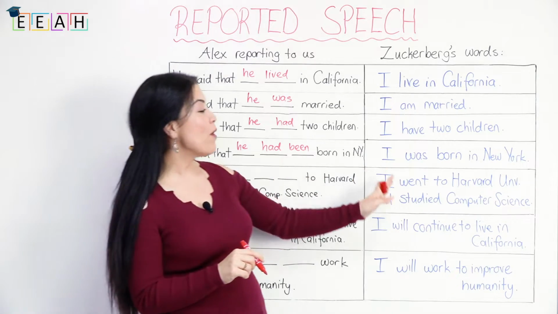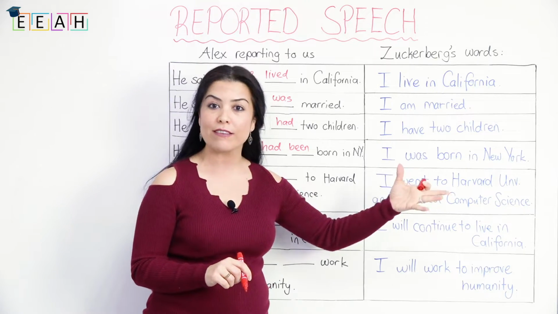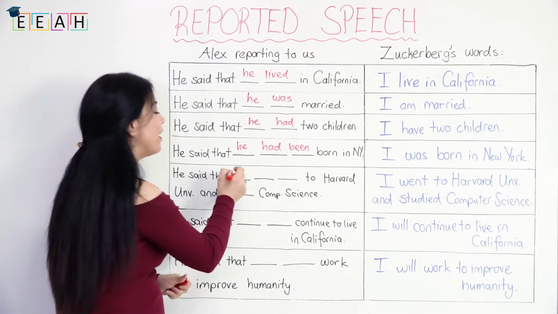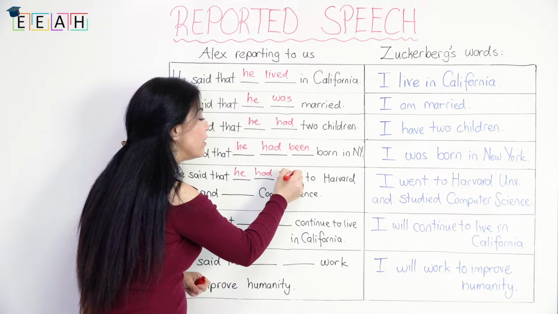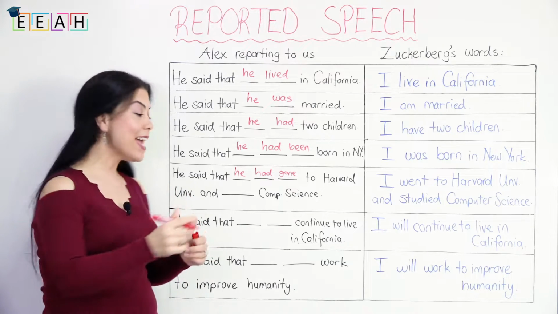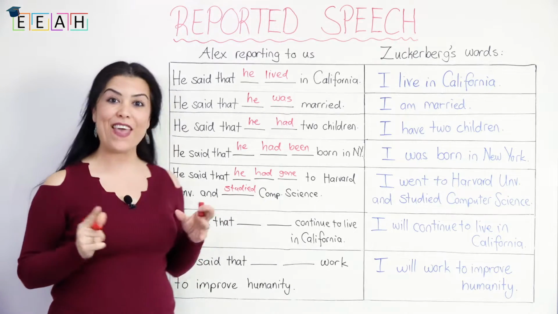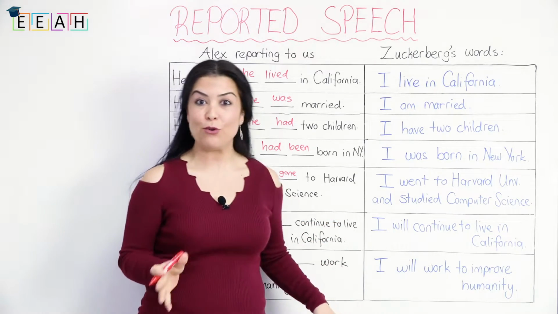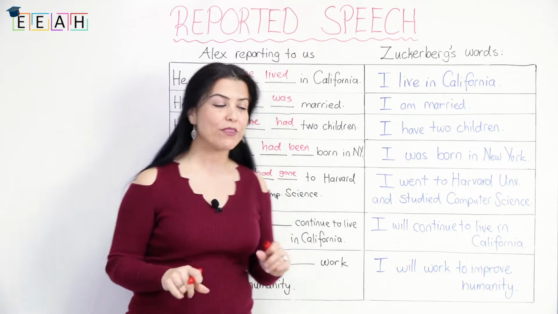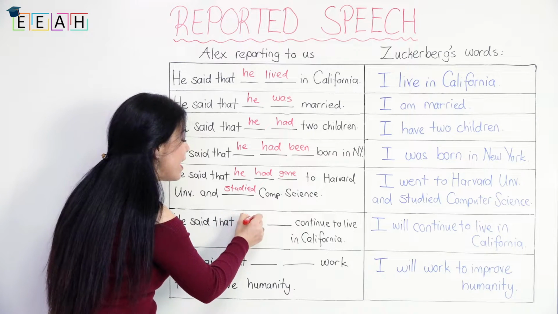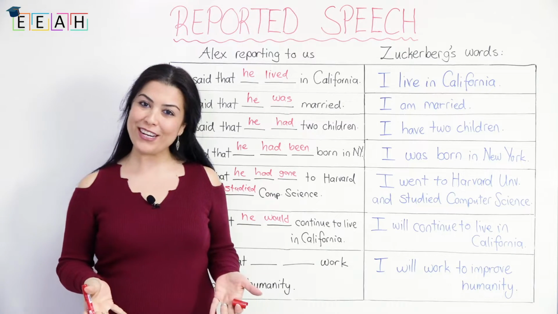Next one. "I went to Harvard University," he said, "and studied computer science." So he said that he had gone to Harvard University and studied computer science. Yes. Next, here he talked about his future life. He said, "I will continue to live in California." So he said that he would continue to live in California.